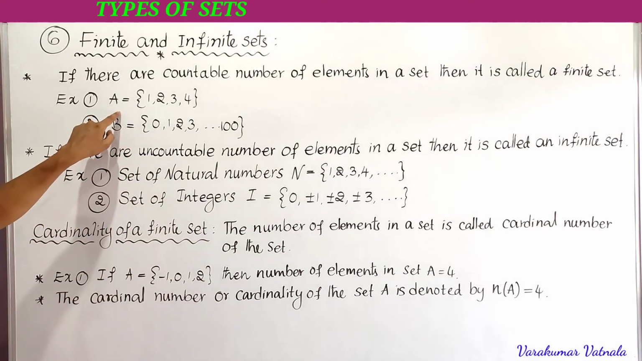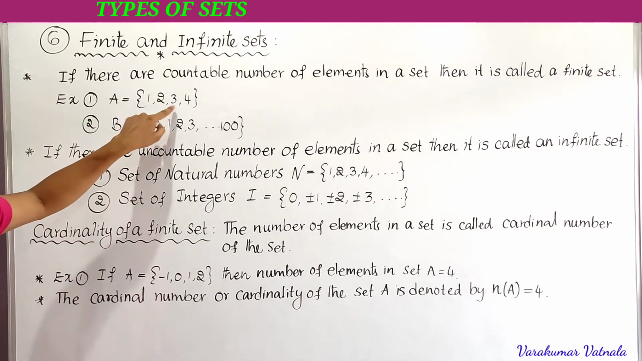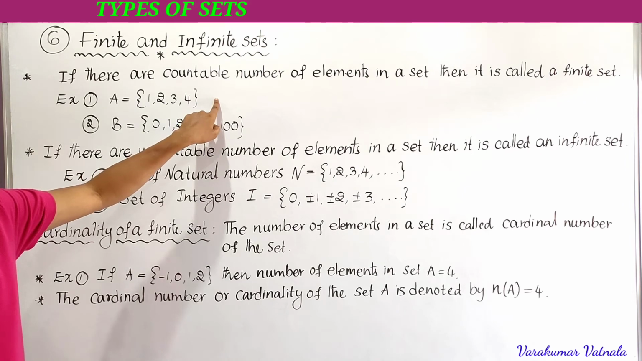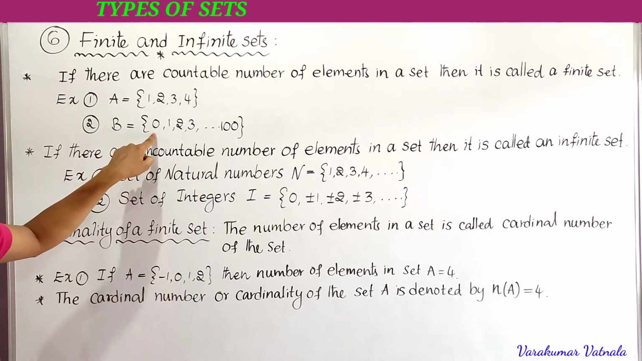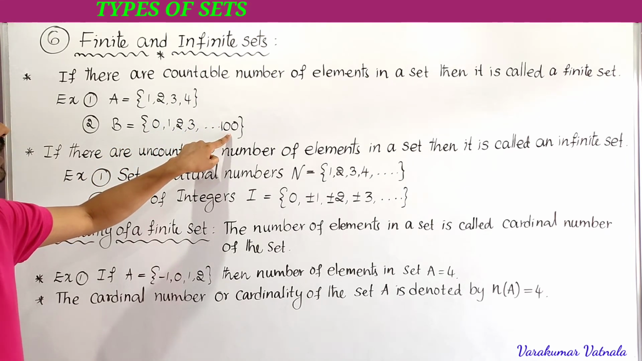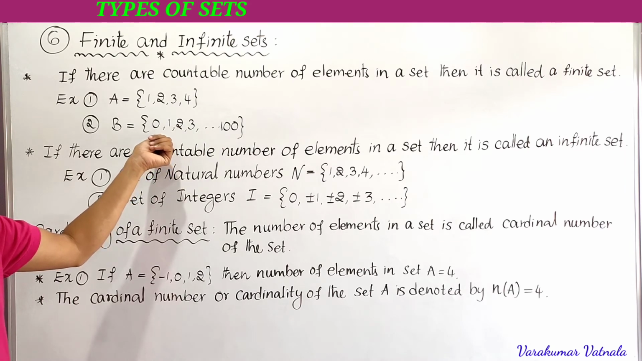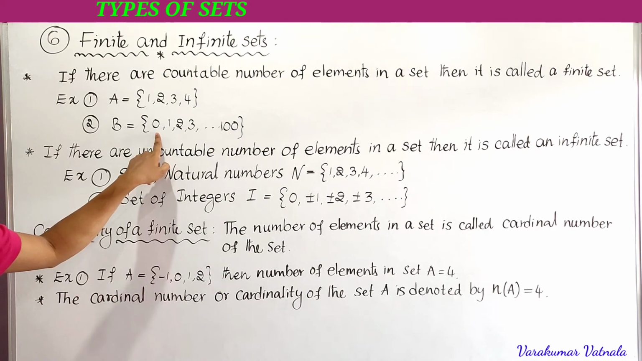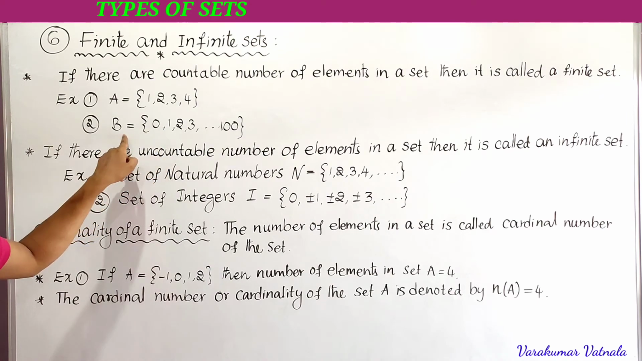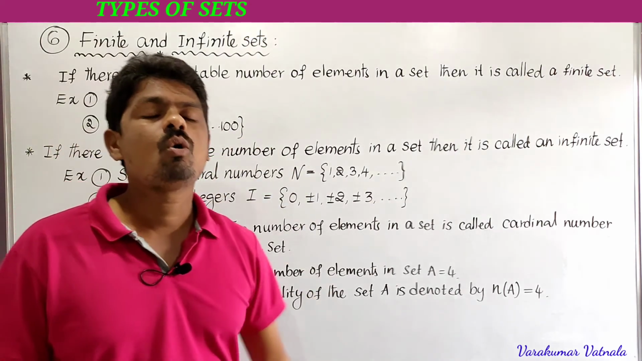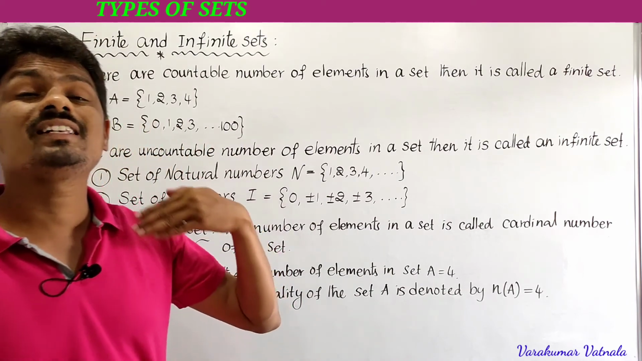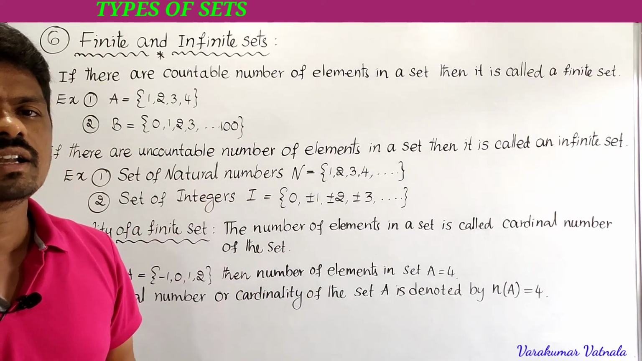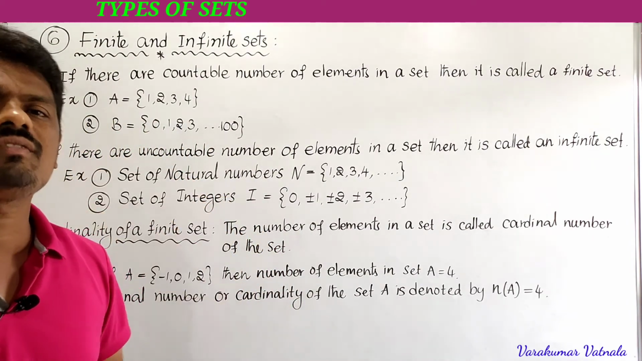See here in example 1, A is equal to {1, 2, 3, 4}, then n(A) equals 4 here also. So B is equal to {0, 1, 2, 3, ...} up to 100. Here n(B) is equal to how much? 101. So 1 to 100 are 100, and 0. 100 plus 1 is 101. Here n(B) is equal to 101. So this is known as the cardinal number of the set, or the cardinality of a set.